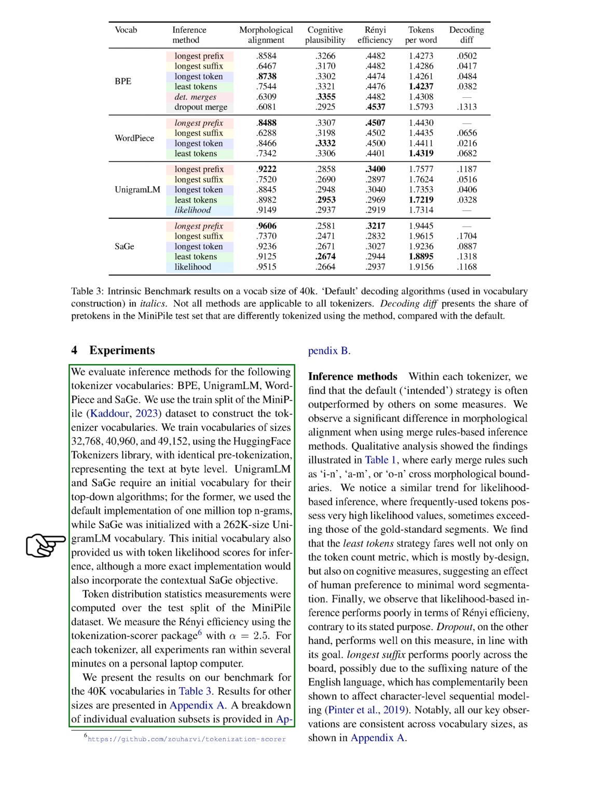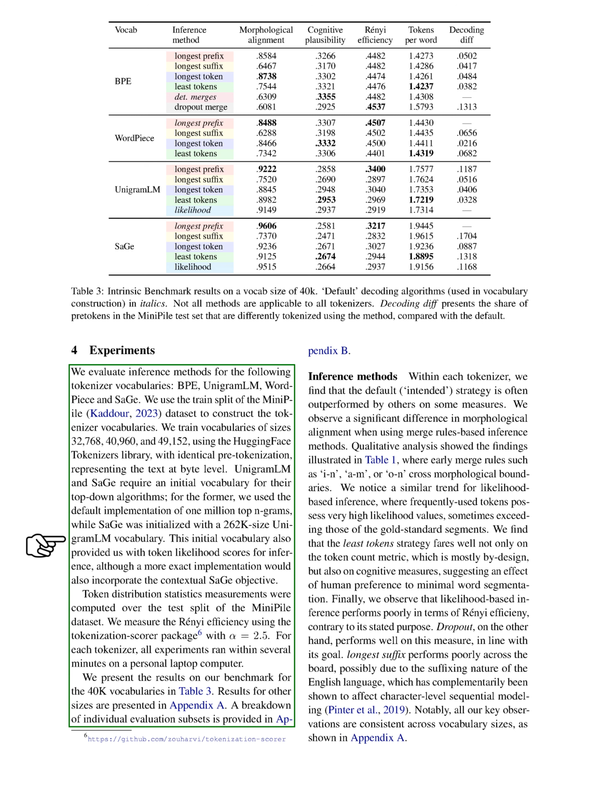Unigram LM and SAGE require an initial vocabulary for their top-down algorithms. For Unigram LM, we use the default implementation of 1 million top n-grams, while SAGE was initialized with a 262K size Unigram LM vocabulary. This initial vocabulary also provided us with token likelihood scores for inference.